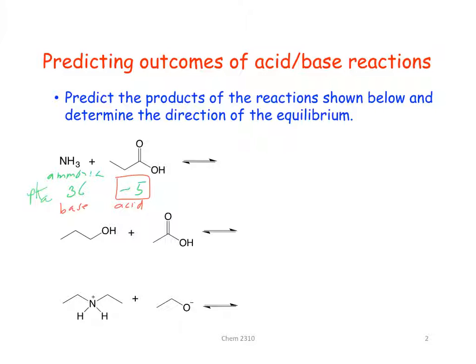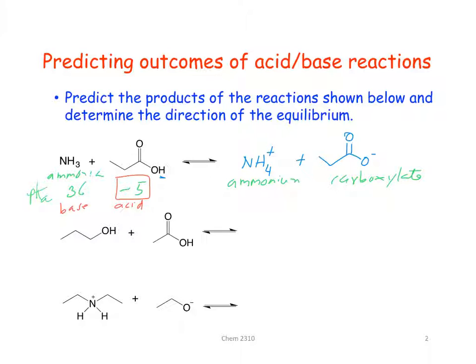Right, so from this we know that this proton on the acid is going to be donated over to the ammonia. That's going to give us NH4 plus and this O minus. Okay, so this is the ammonium ion, and this is called a carboxylate. Okay, it's the conjugate base of a carboxylic acid. All right.